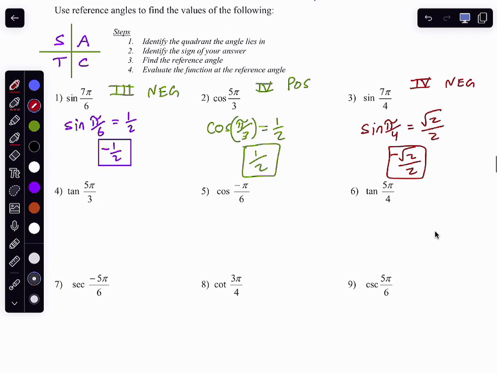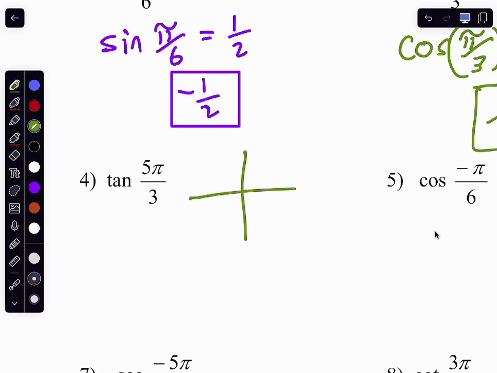Okay. This one's a tangent one. It makes it a little more challenging. We have 5 pi over 3. I'm going to do this wrong on purpose. Watch me count 5 pi over 3. 1/3, 2/3, 3/3, 4/3, 5/3. Boom, quadrant 3. Do you know why that's wrong?